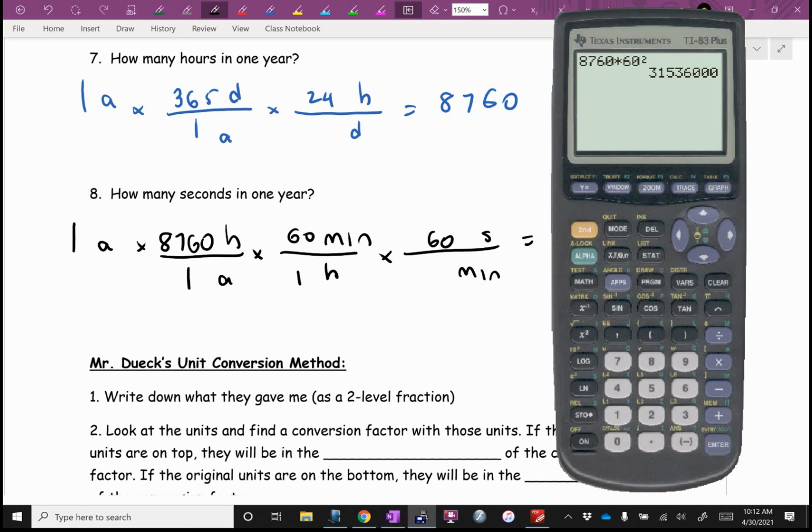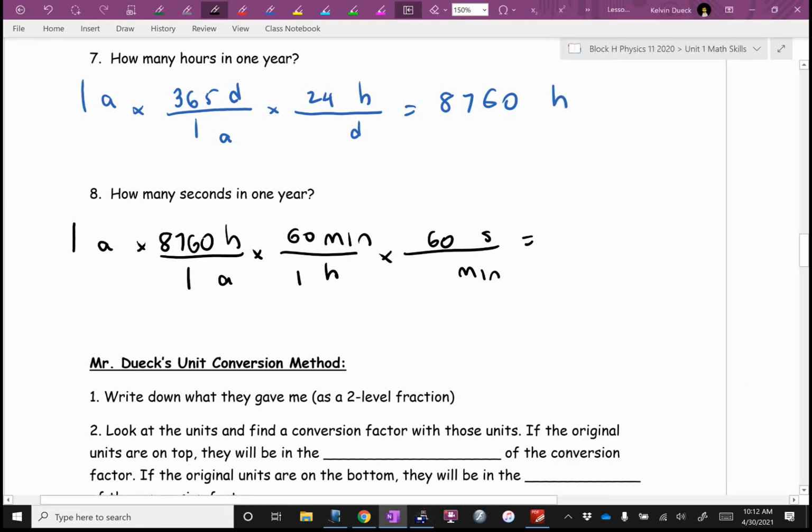I got 3, 1, 5, 3, 6, and 3 zeros. If I wrote this in scientific notation, it would be 3.1536. I'd have to write 5 digits anyhow. I think I'm going to write it out longhand because it's not much shorter than going times 10 to this. I'm going to write 31536 and 3 zeros.